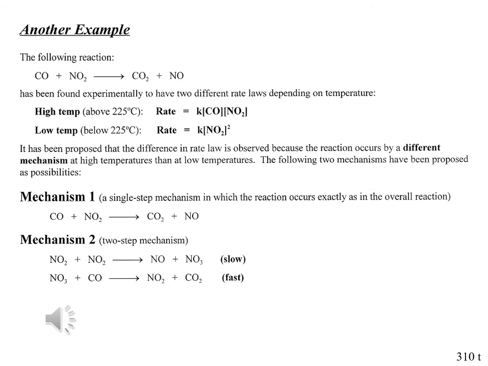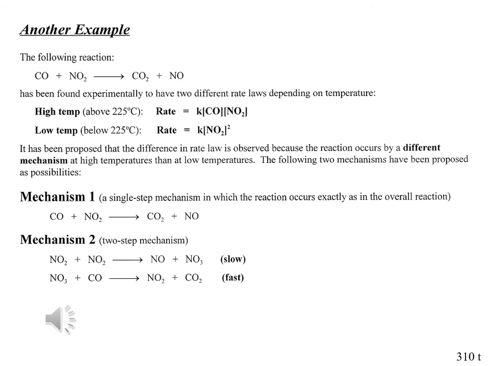So the chemists came up with two mechanisms that they proposed might be happening at those temperatures. Mechanism 1 that they proposed is what's called a single-step mechanism, where the reaction is the actual mechanism. So there's only one step, so it is also an elementary step, and it occurs exactly as written.